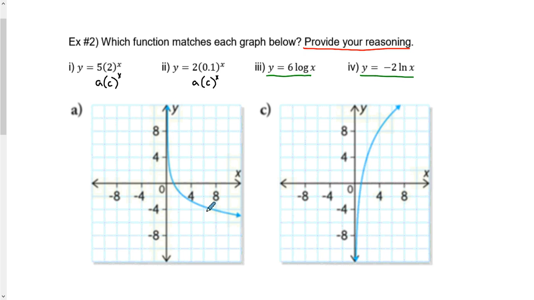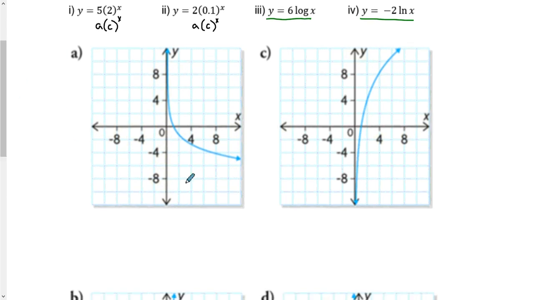First off, this one. We see we're going from quadrant 1 to quadrant 4. So because it's going from quadrant 1 to quadrant 4, it means we're dealing with a logarithm. More specifically, we're dealing with a decreasing logarithm. The only decreasing logarithm that we have is this equation.